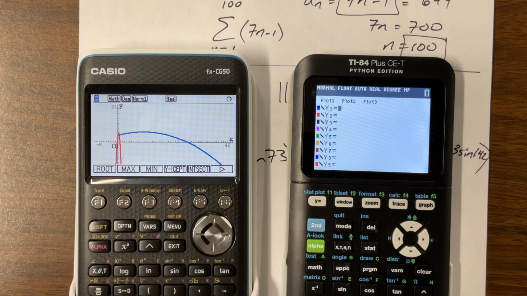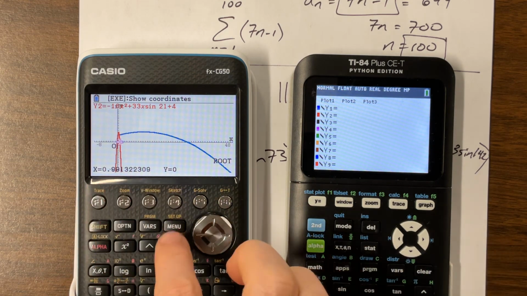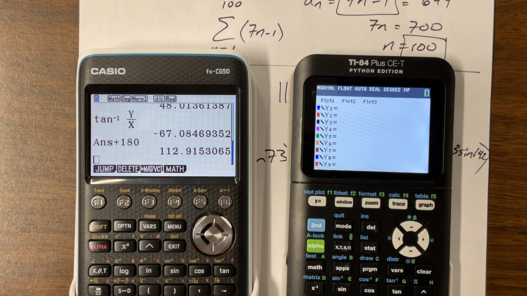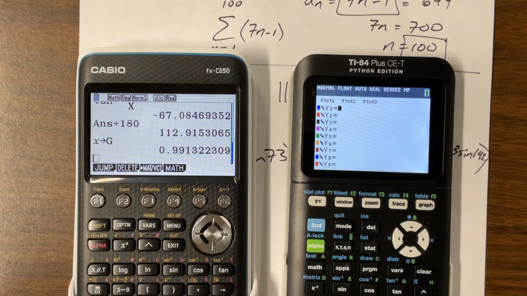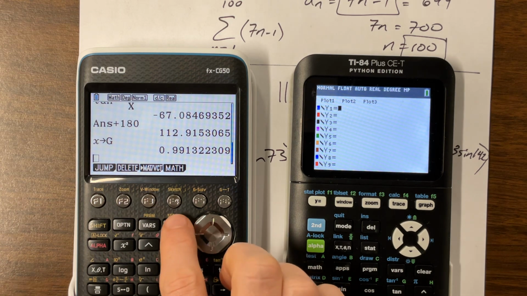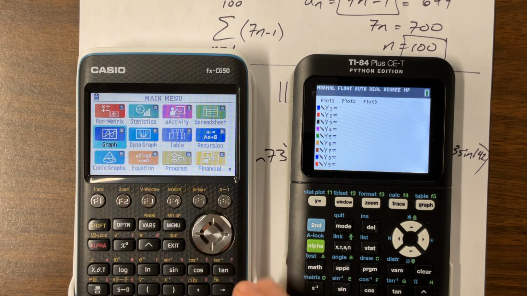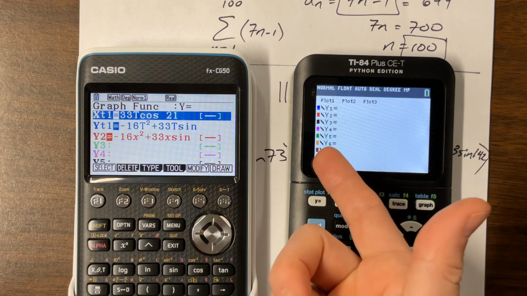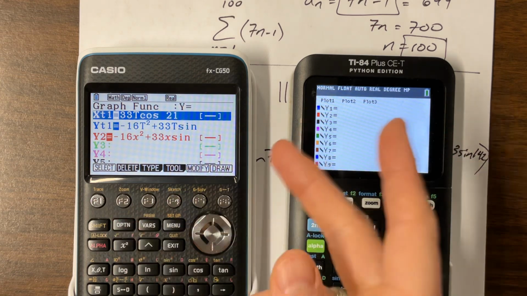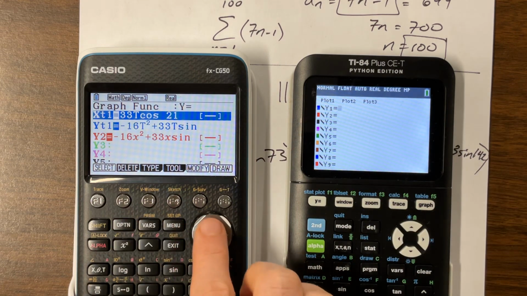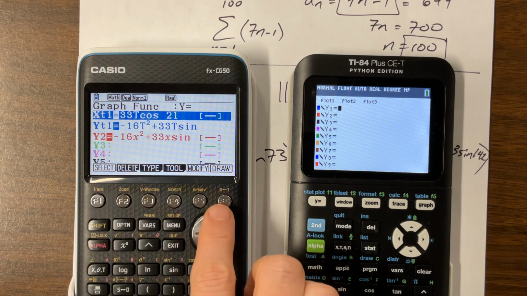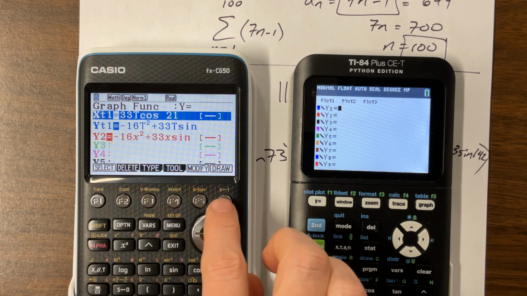I can find the root. I don't really care about the negative root, but this will tell me the time that it hits the ground. What I do here is I take this back. It remembers the last X. I'm going to store that as alpha G for ground. Okay, and so that's the time when it hit the ground. And you can do all this stuff in the TI as far as finding the roots and whatever. But let me show you rather than take up any more time.